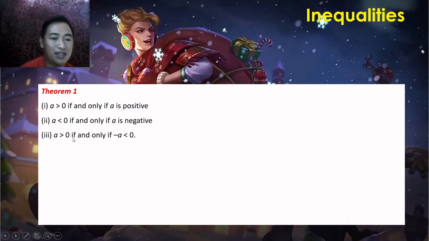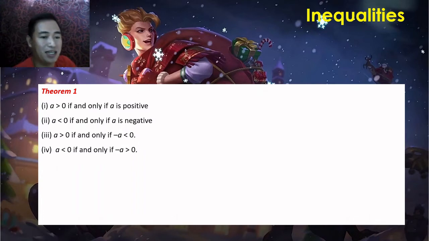Then, A is greater than 0 if and only if negative A is less than 0. If A is positive, it is greater than 0, and its negative counterpart, negative A, is less than 0. For example, 5 is greater than 0, so negative 5 is less than 0.